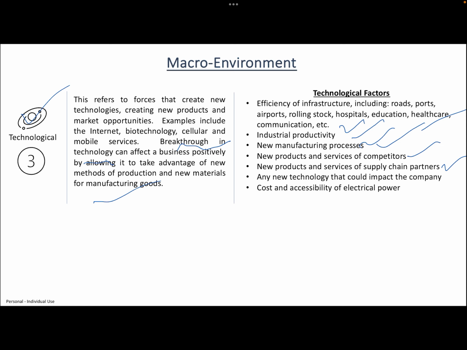Whatever technologies they are using, you also should be aware of those things and you also should try to adopt those things, or any other technologies which could impact your company. And then the cost of accessing electricity power, or you can go for renewable energy, etc. All these factors should be considered before making business strategy.